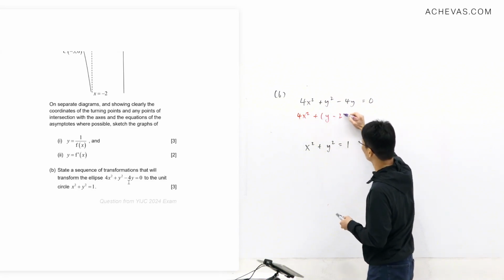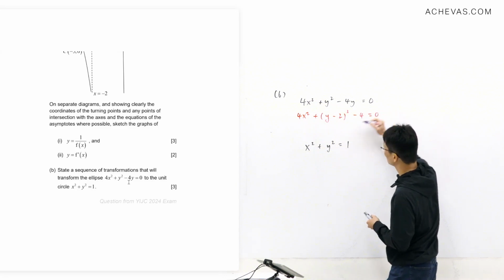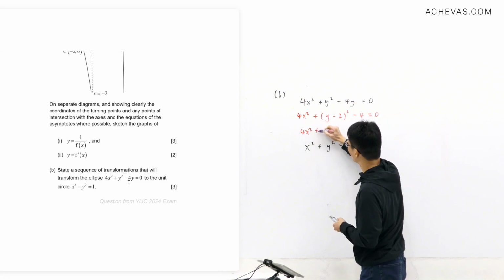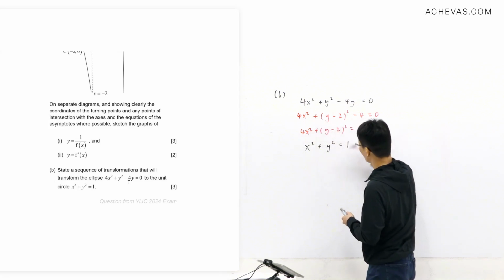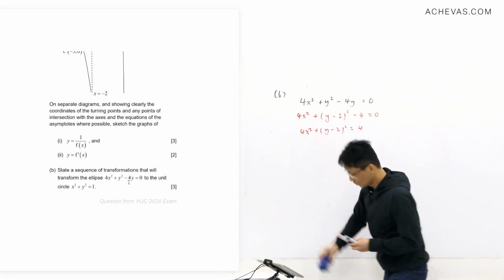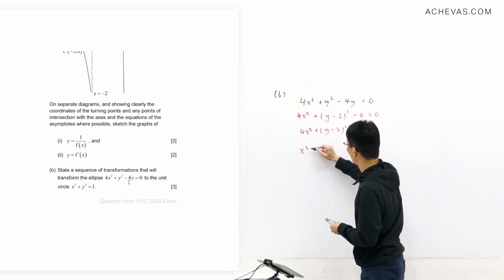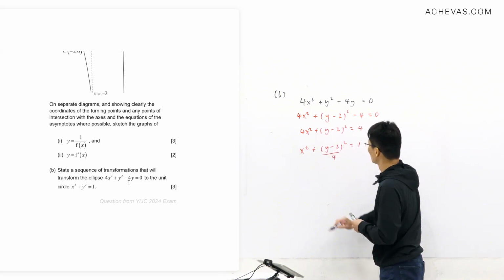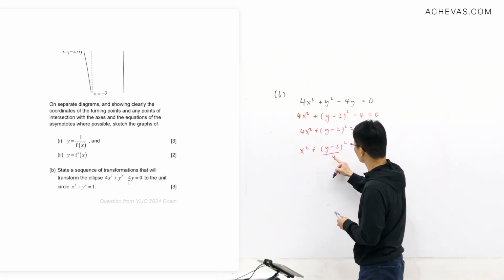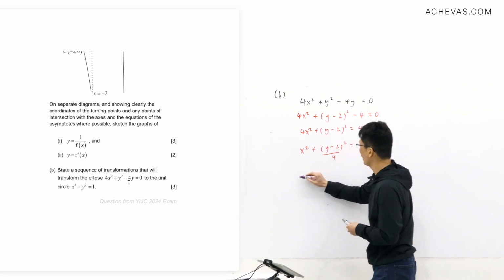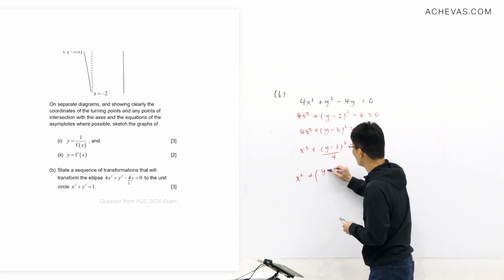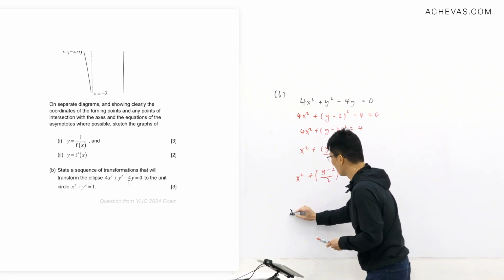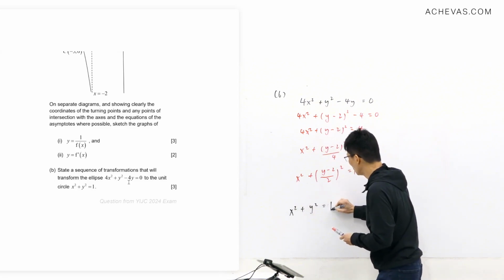So I will get (y minus 2) squared minus 4 equals 0. So shifting this constant term to the right hand side, I'll get 4x squared plus (y minus 2) squared equals 4. And I will do a division of 4 throughout. I get x squared plus (y minus 2) squared over 4 equals 1. So probably, maybe I can just shift this term into the square. So I will get ((y minus 2) over 2) squared equals 1. So my final result I want to obtain is x squared plus y squared equals 1.